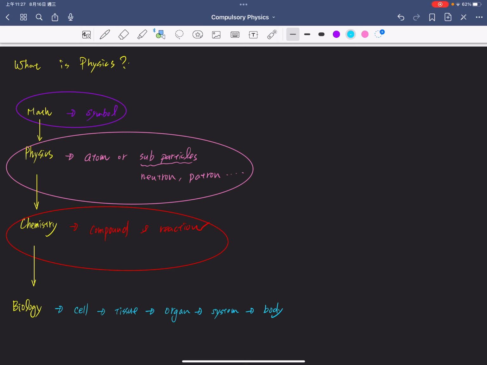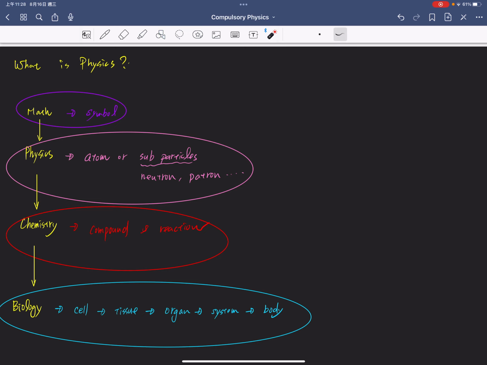However, in biology, the minimum functional unit is the cells, right? So actually the cells include lots of compounds, reactions, and atoms. So when we're talking about what physics is, actually the physics is based on the maths, and we use the maths to connect to the reality and the virtualities. Okay.